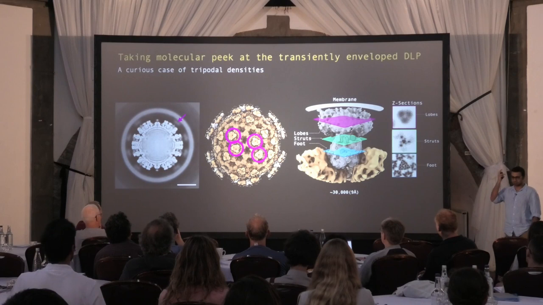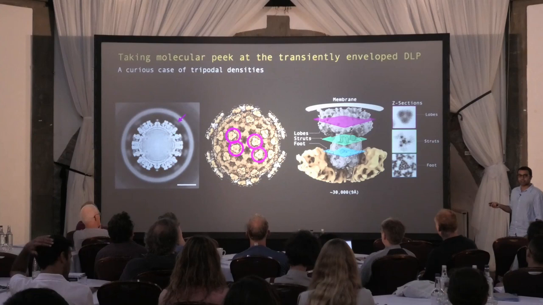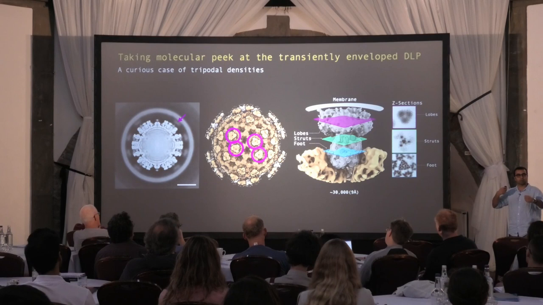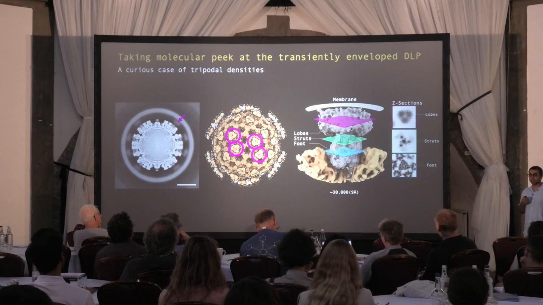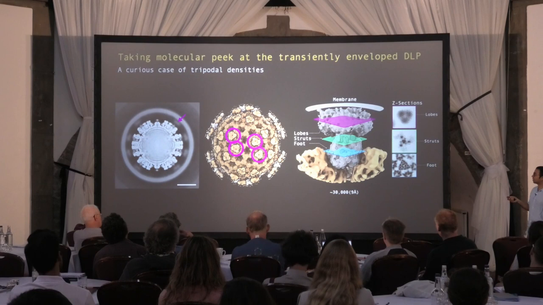But where it differs is in the presence of these really delicate feathers that tether the particle to the limiting membrane. And if you look at the location of these trichordal densities, they appear in the same place where the viral spike protein is, but that density looks nothing like the spike protein. What it does have, though, is a foot. We can sort of segment this density into three parts. It's got a foot domain, the crux, and the lobes, which then connect to the membrane.